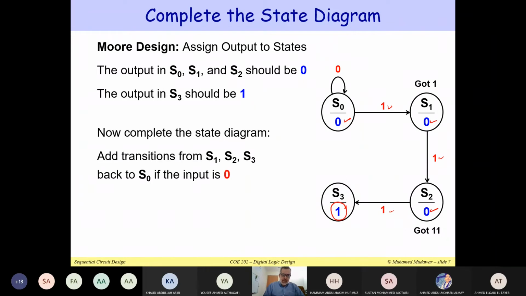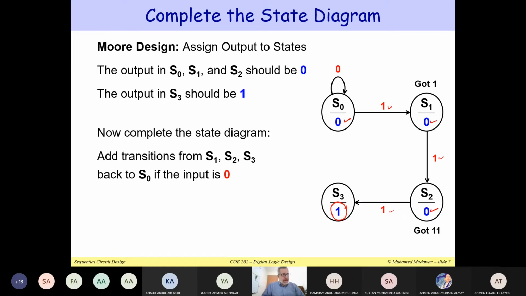Exactly. So here, we need to complete the state diagram. At each state, you have to ask yourself this question: What if my input is 0? What if my input is 1? Where do I go next? Look at all the possible inputs, not just one input.